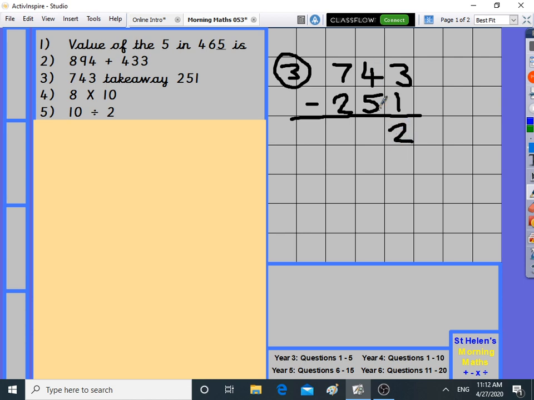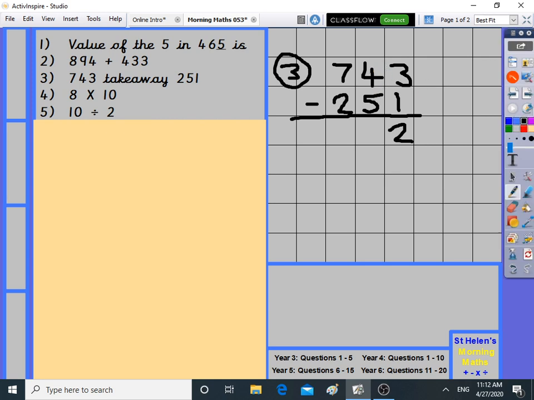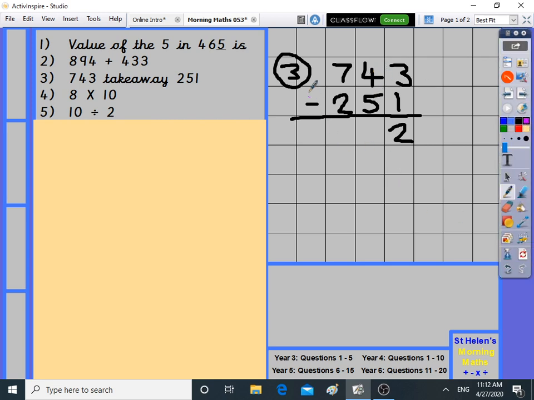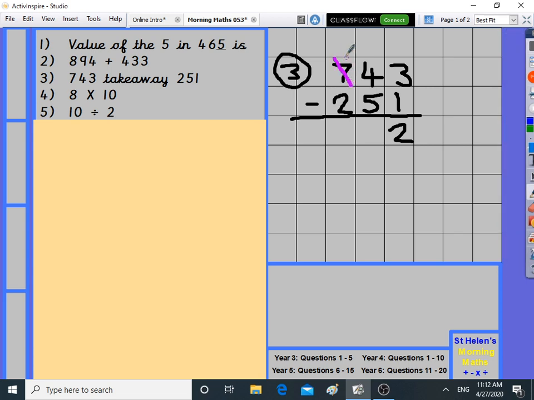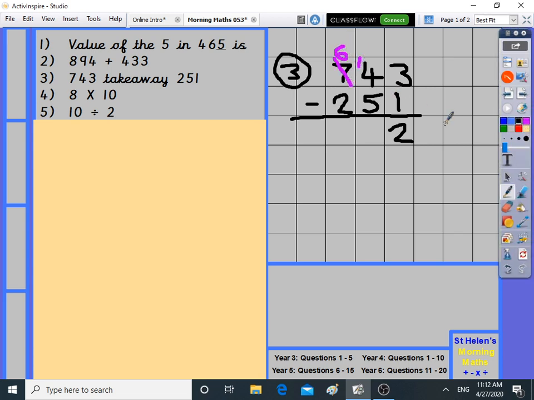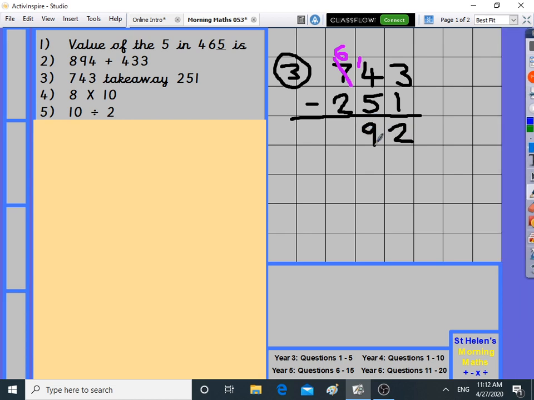3 take away 1, that's 2. 4 take away 5, we can't do, don't be fooled by that. If you've got 4 sweets, you can't give your friend 5. So we need to do some borrowing. That's what we do with takeaway if it doesn't work. 6 goes down to 7. 1 comes over here. 14 take away 5 is 9. 6 take away 2 is 4.